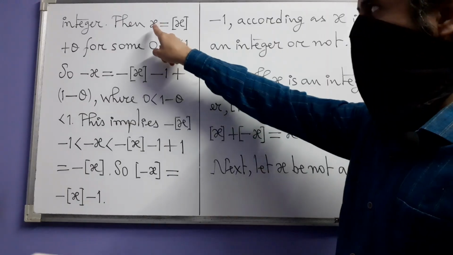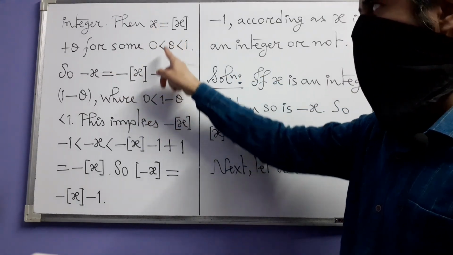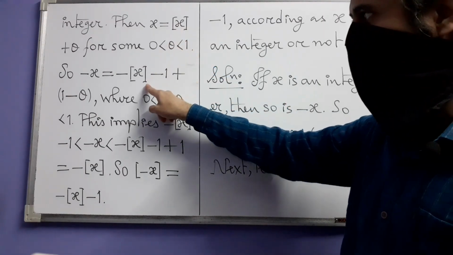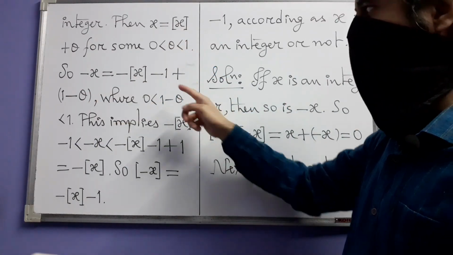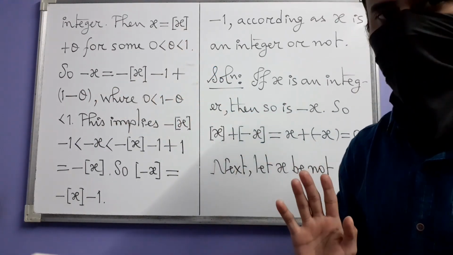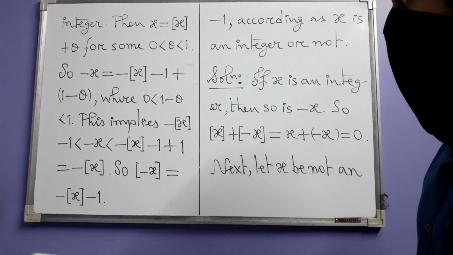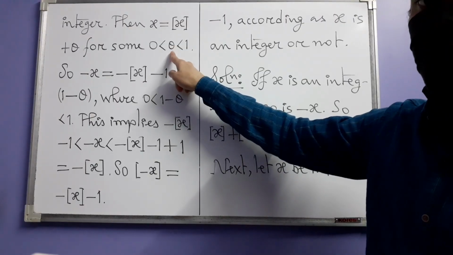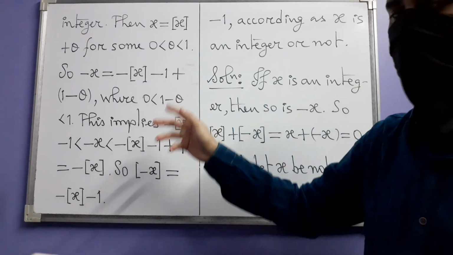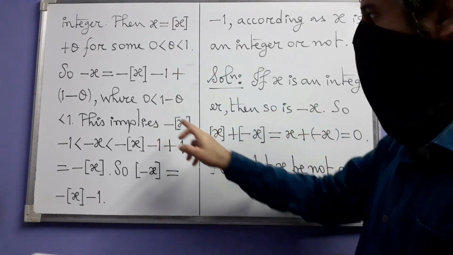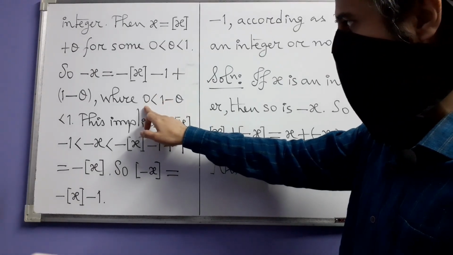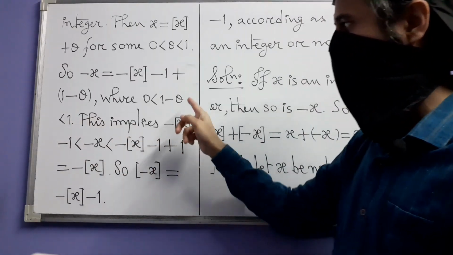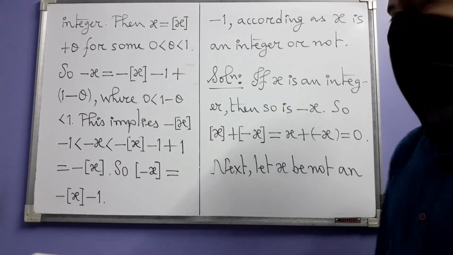Alright, now what can you write in place of minus x? Because x is this, minus x will be minus the greatest integer value of x minus theta. But we additionally write minus 1 plus 1, that we can do. And we also note that because of these inequalities, 1 minus theta also satisfies the same inequalities. 1 minus theta is greater than 0 because theta is less than 1, and 1 minus theta is less than 1 because theta is greater than 0.